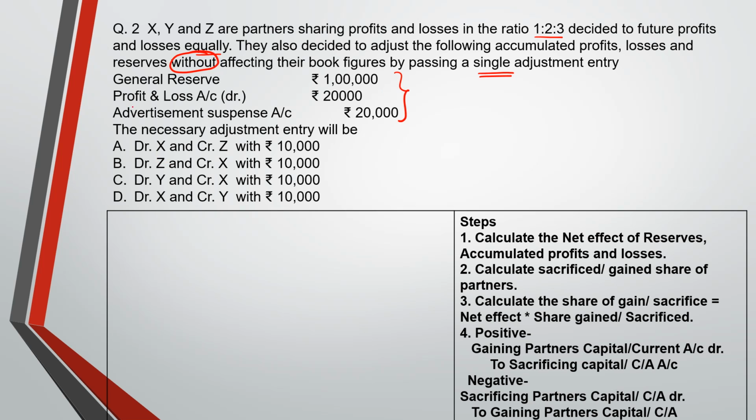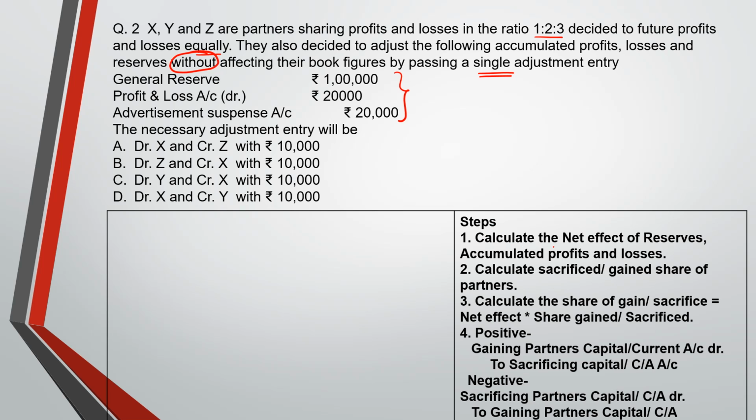They have given the details: the general reserve was rupees 1 lakh, the profit and loss account was a debit balance of 20,000, and the advertisement suspense account had a balance of 20,000. They want the adjustment entry. What would be the adjustment entry? Here you need to understand that they do not want to affect the book values, which means they want the values to be there in the new balance sheet as well. So the steps we will follow are as follows.